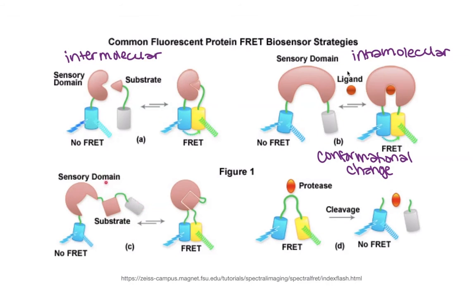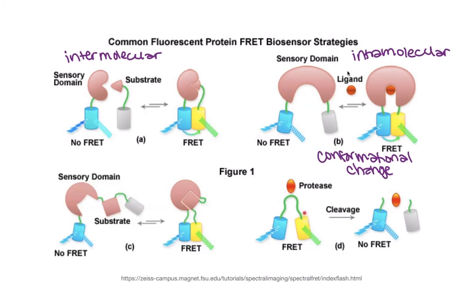There are also ways where you can test for modifications, things like post-translational modifications, phosphorylation. You can have a substrate that's attached to a sensory domain. So basically, if this amino acid sequence gets phosphorylated, it's going to bind to this domain of the protein that actually recognizes phosphorylated sites. We'll look at an example in a second, so hopefully this will make a little more sense. But basically this is going to bind, pull the acceptor fluorophore close by, and now you're going to get FRET.